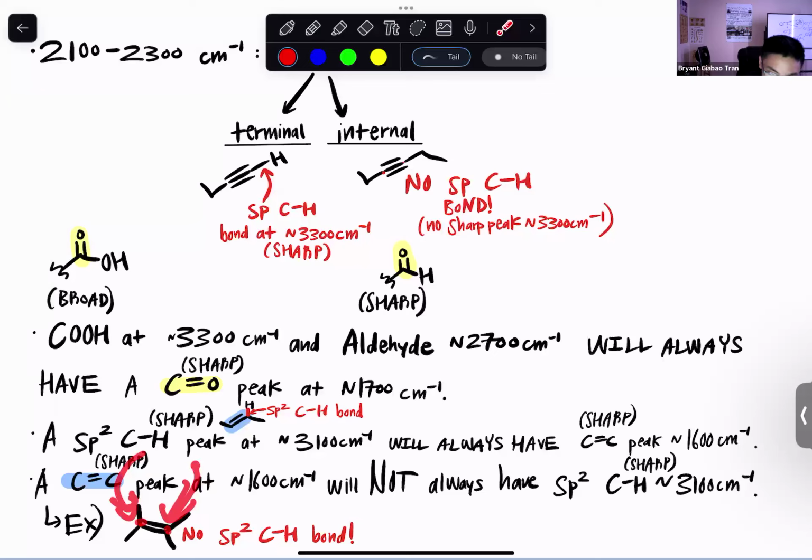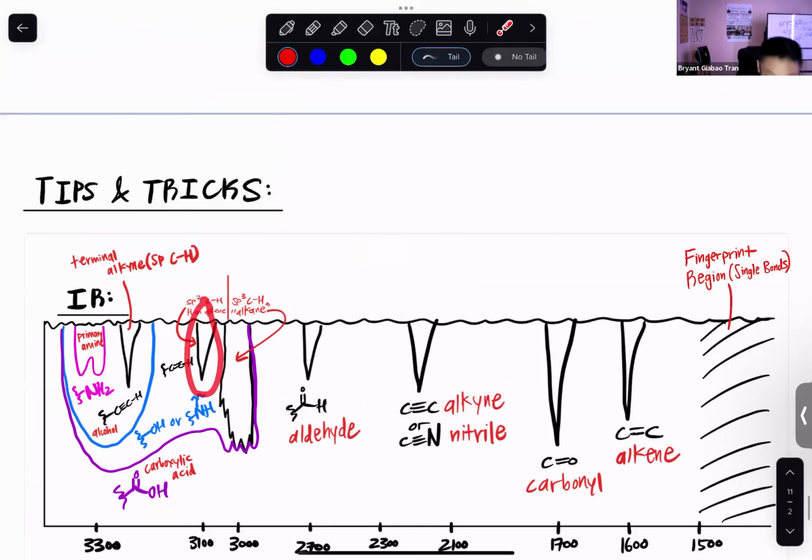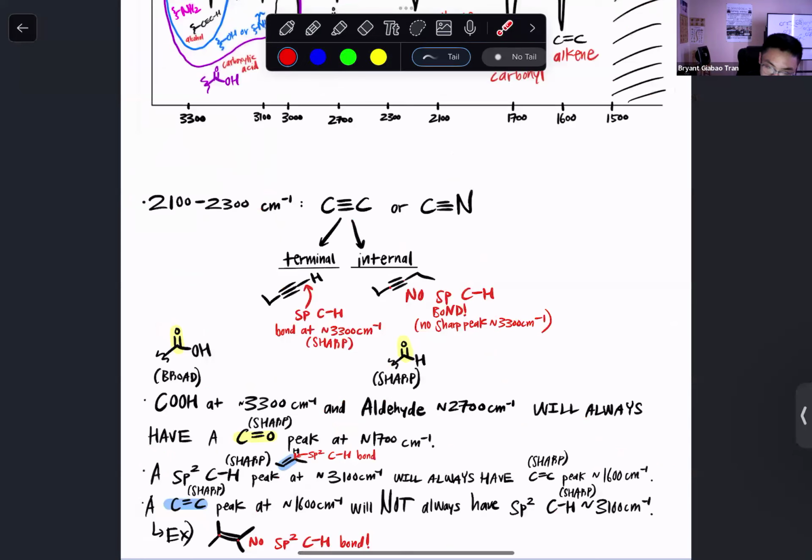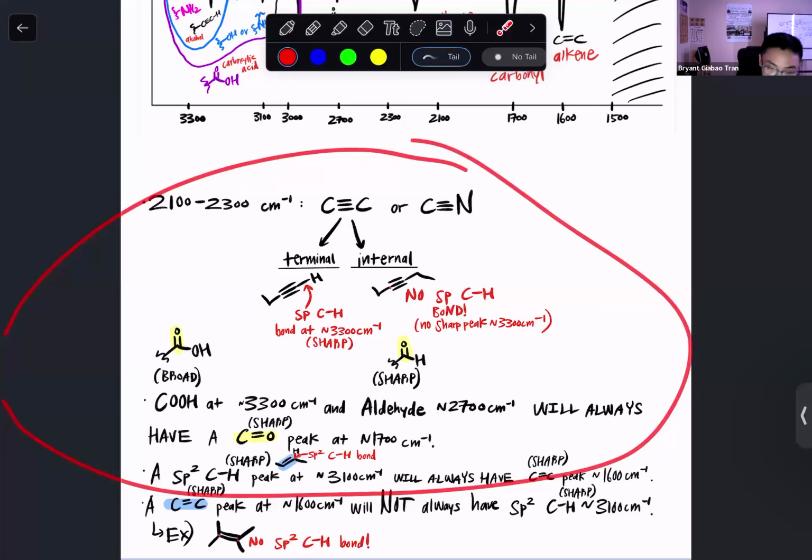So that's why this alkene specifically would not have this peak right here, the sharp peak at 3100 to show the sp2 carbon hydrogen. So here are some tips that I came up with that a lot of people got confused with, and how to interpret them and guess the unknown molecule more accurately, right? And this just came with a lot of practice. As I did a lot of practice, I noticed these patterns.